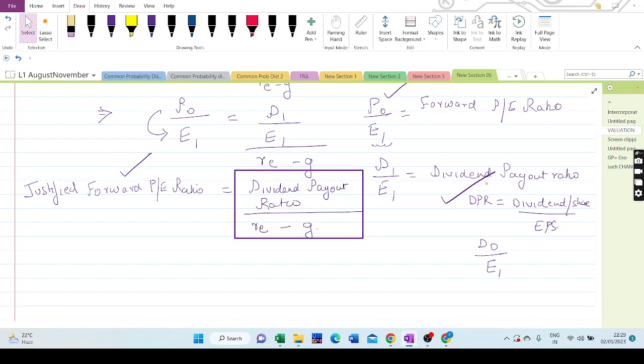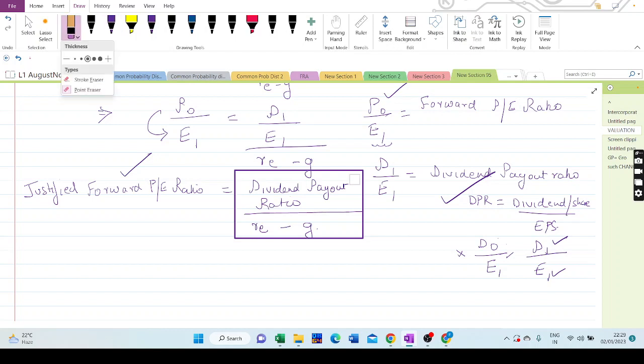D0 by E1 नहीं है ये सुप्रतीक, right? So we are not dividing current dividends by estimated earnings. We are dividing future dividends by estimated earnings. ठीक है ना? So this D1 and this E1 are from the same period, right? We are not dividing current dividends by estimated earnings. ठीक है? Clear है? Yes sir.